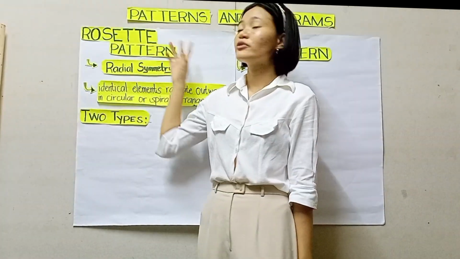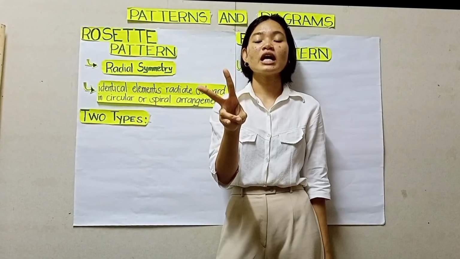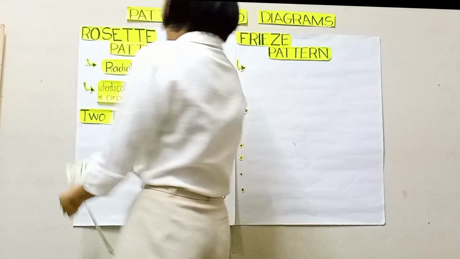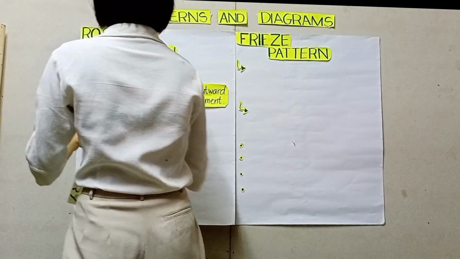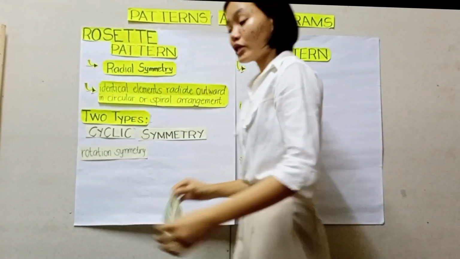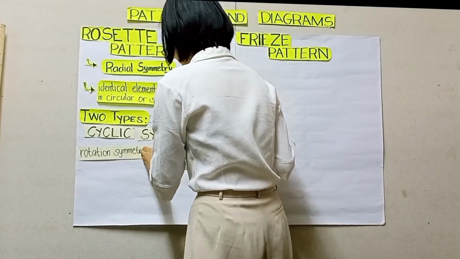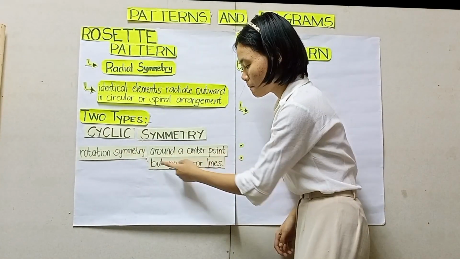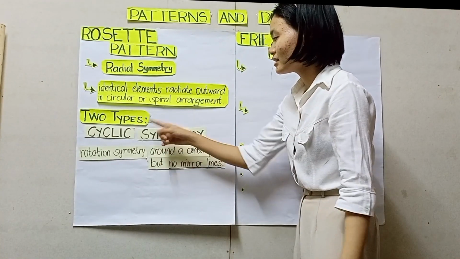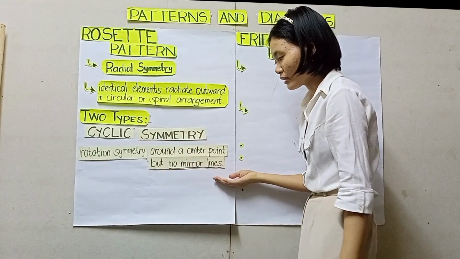Now, Rosette pattern has two types of symmetry. The first one is cyclic symmetry. Cyclic symmetry showcases rotation symmetry around a center point but no mirror line. Let's take note of that. Cyclic symmetry has no mirror lines.